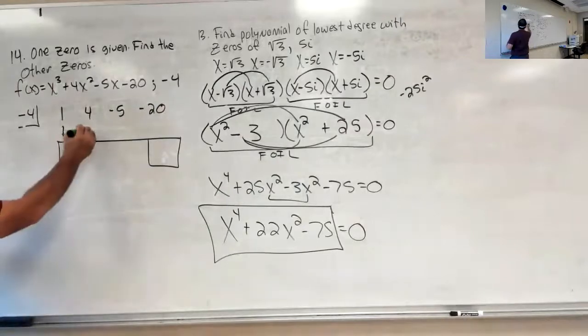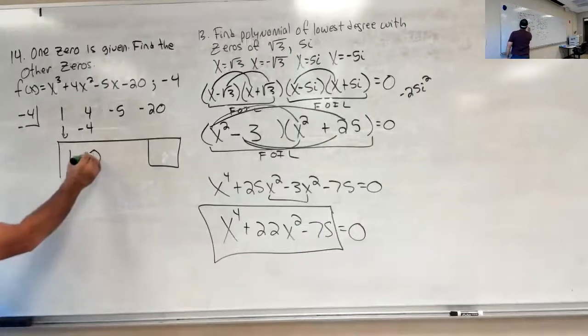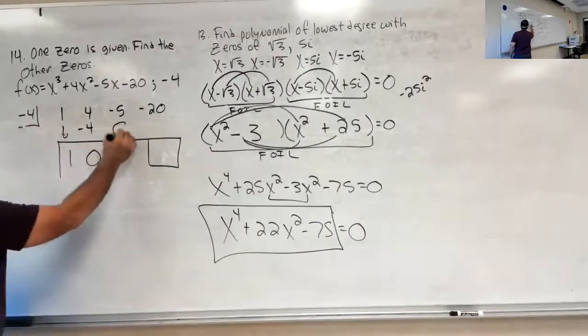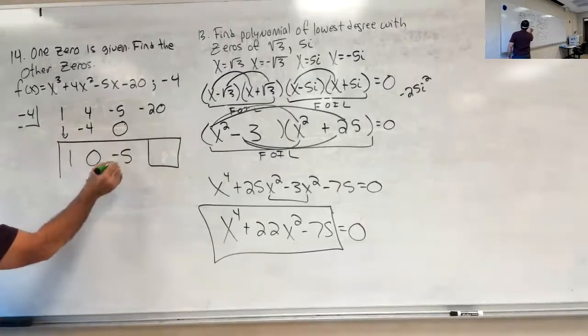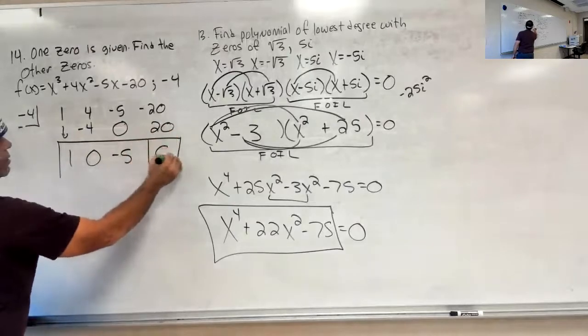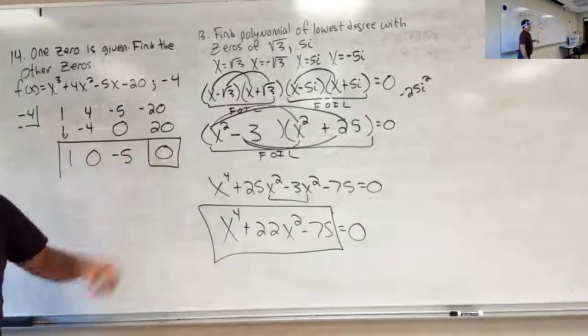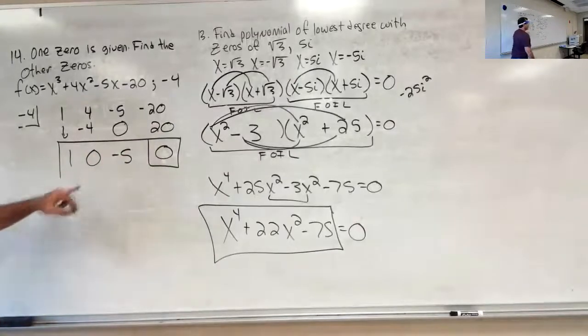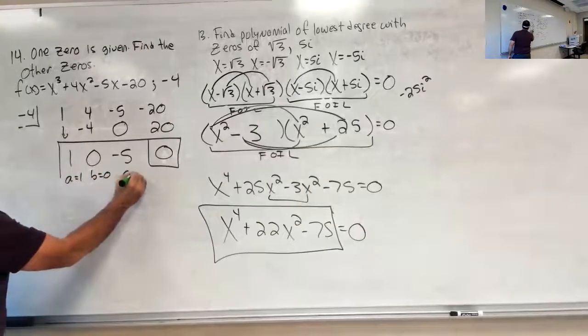1 times negative 4 is negative 4. 4 plus negative 4 is 0. 0 times negative 4 is 0. Negative 5 and 0 is negative 5. And then here we go. Negative 5 times negative 4 is 20, which gave me a 0. But we knew that better be a 0, or you got these numbers wrong somehow, okay? So you have 3 numbers. A is 1. B is 0.